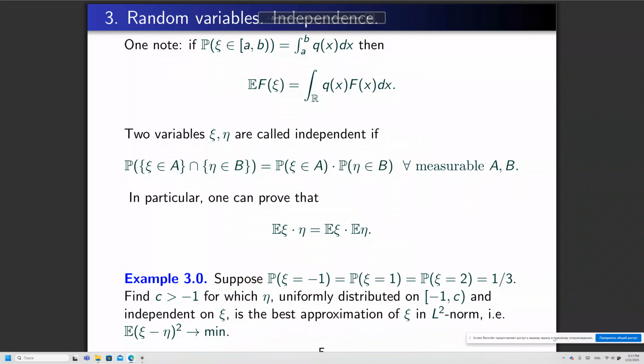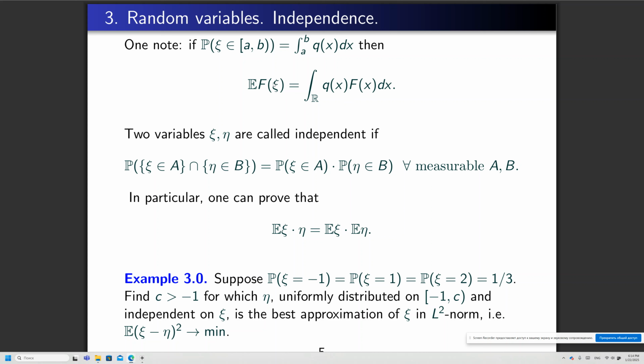Random variables independence. One remark to the previous slides. If the probability of the event Xi belongs to AB is generated by some density Q of x, so this is just the integral from A to B of Q of x dx, then the expectation of f of Xi can be computed using this formula: the integral over R of Q of x multiplied by f of x dx.